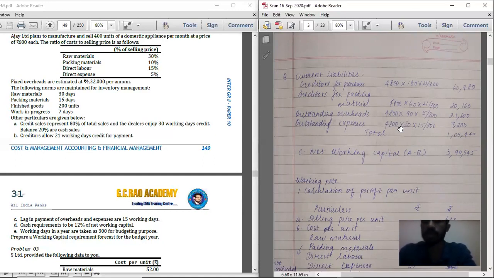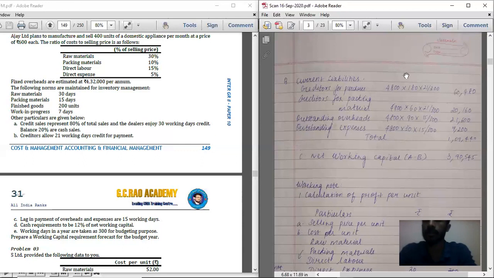Amount column put 7,200. Now total the current liabilities. Now we can get what is current liabilities. So 60,480 plus 20,160 plus 21,600 plus 7,200. So underline it. In the total, put 1,09,440. That is total of current liabilities.